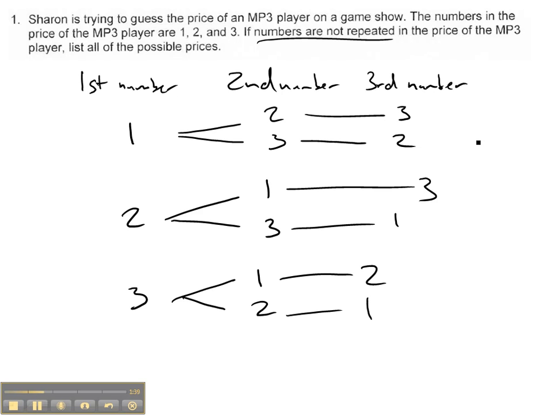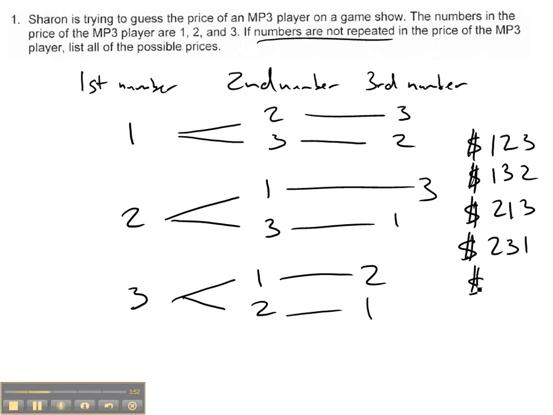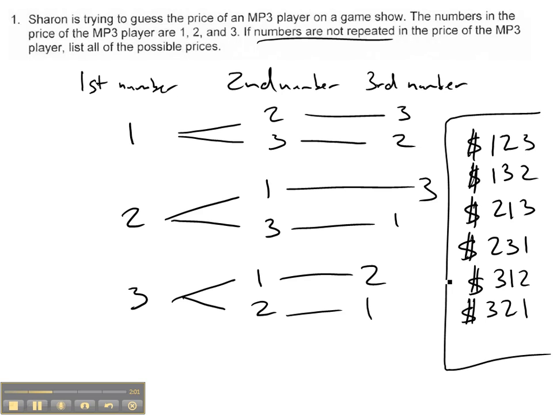So the possible prices would be $123, $132, $213, $231, $312, or $321. And this is known as the sample space. All the possible prices, all the possible outcomes.